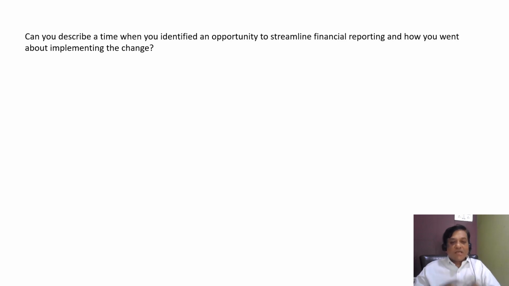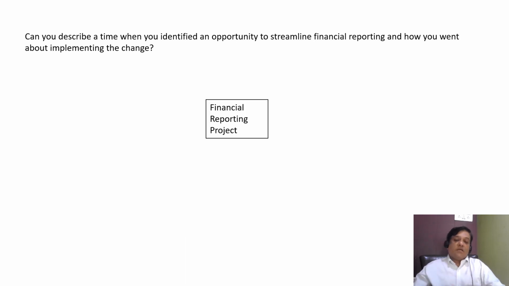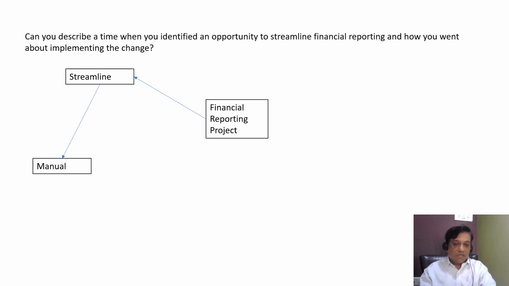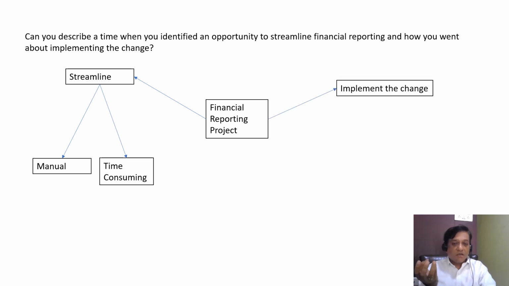The next question is, can you describe a time when you identified an opportunity to streamline financial reporting and how you went about implementing the change? So there was one financial reporting project, and in that I identified some of the things that needed to be streamlined, since it was a manual process. So I understood that I need to move to an automation process, as it is time consuming and prone to errors. So all that I have to mitigate.